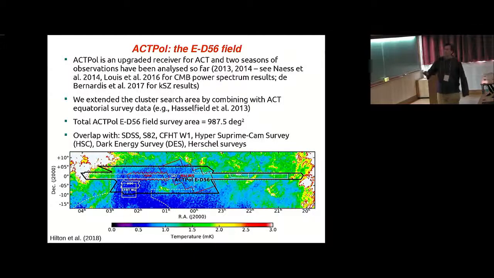Stripe 82 is there. And we just highlighted HSC. So later on, I'll say a little bit about the weak lensing mass calibration we've done in HSC with a tiny overlap, actually, only about 28 square degrees. The DES survey region is highlighted with the dashed lines here. So we didn't actually use that for the previous ACT Pol catalog.